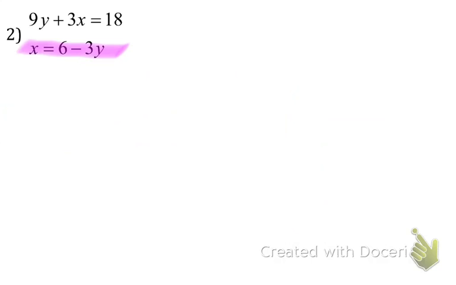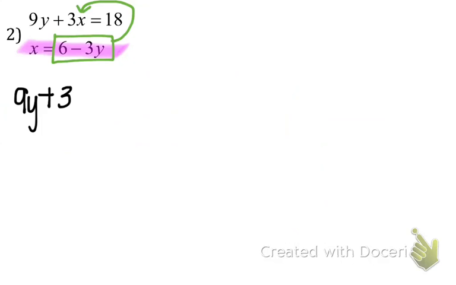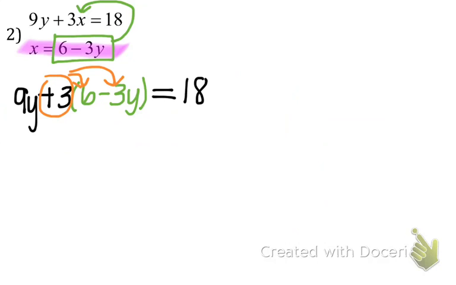In this example, x is equal to 6 minus 3y is a great equation to choose since x is already isolated by itself. So if I take 6 minus 3y, I'm going to use that quantity and substitute it in for x into my first equation. So I'll write what I have, 9y plus 3 times the quantity of 6 minus 3y, that is equal to 18. So first I'll distribute that 3 that's in front of the quantity. 9y plus 3 times 6, which is 18, minus 9y, because 3 times negative 3 is negative 9, is equal to 18.